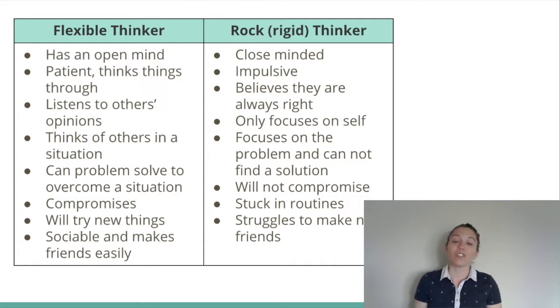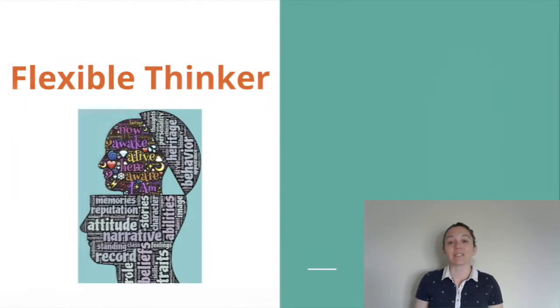Whereas a rock or rigid thinker is often closed-minded, impulsive, they believe they are always right, they are only focused on themselves, they focus on a problem and cannot find a solution, they will not compromise, they are stuck in routines, and they struggle to make new friends. As you can see, a flexible thinker is open-minded and is more likely to adapt to a new or challenging situation. So how can we support our students who might be rock or rigid thinkers?